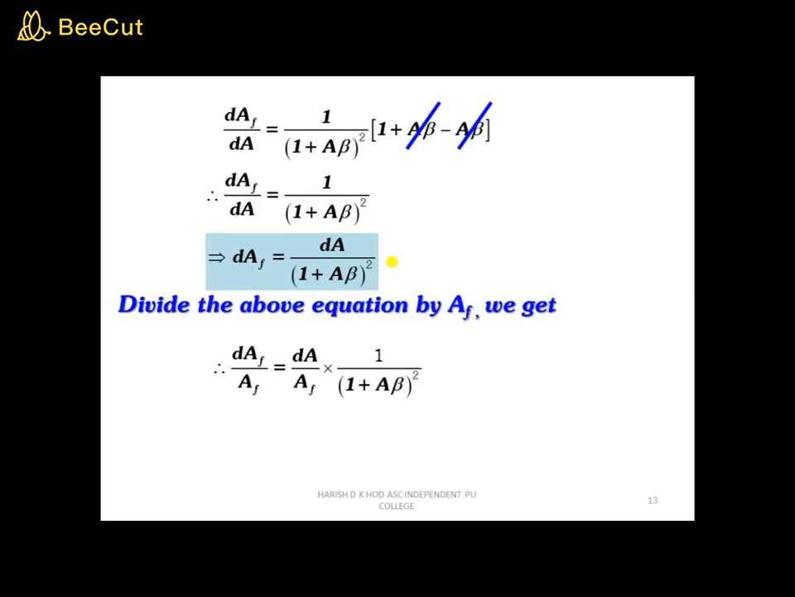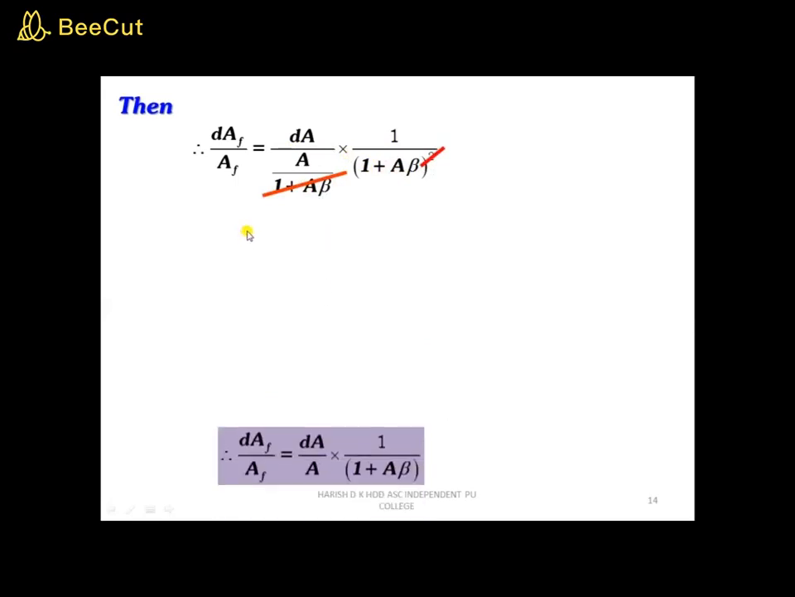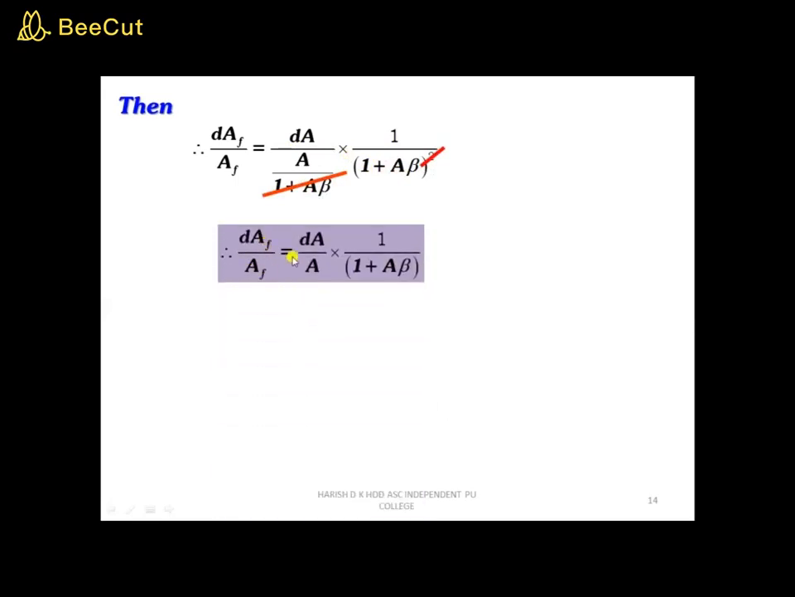Now, we all know what AF is. AF is A divided by 1 plus A beta. So if I substitute this in the above equation, what happens? Then the equation becomes dAF by AF is equal to dA by (A divided by 1 plus A beta) into 1 divided by (1 plus A beta) whole square. In place of AF we have put A divided by 1 plus A beta. So now, one 1 plus A beta cancels. After canceling, finally we get dAF by AF is equal to dA by A into 1 divided by 1 plus A beta.